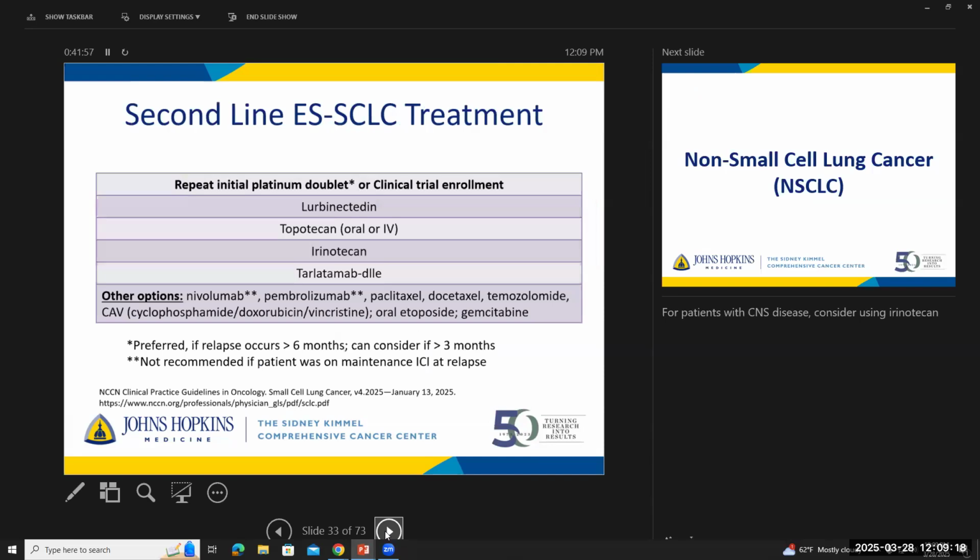All right, well, what do we do when these patients progress? Because they will progress, okay? That's the problem with extensive stage small cell, is that it does respond to treatment, but the responses are not durable. And almost everybody relapses, and they typically relapse pretty quickly.